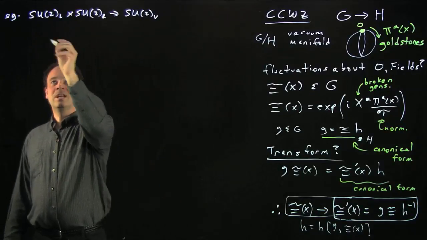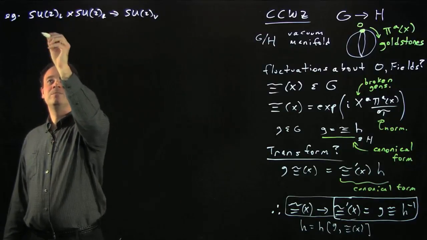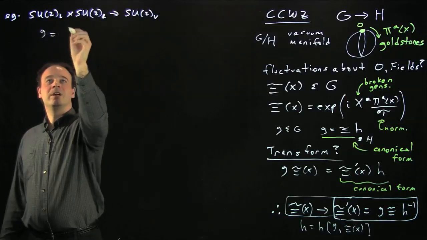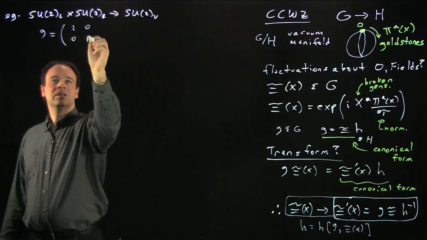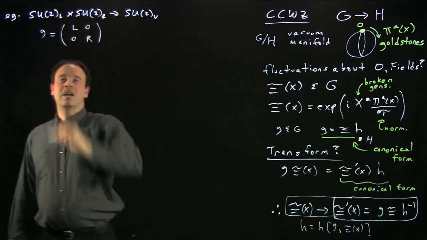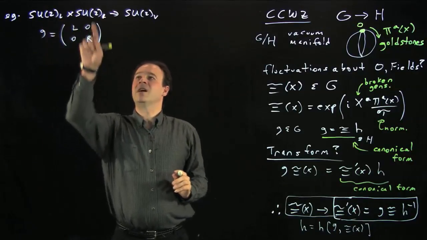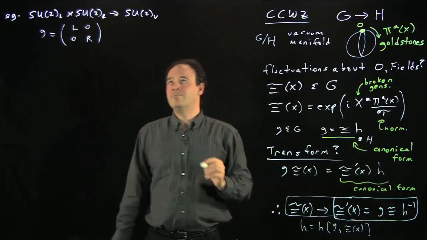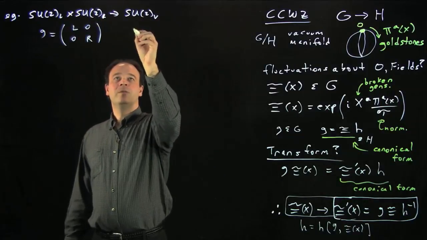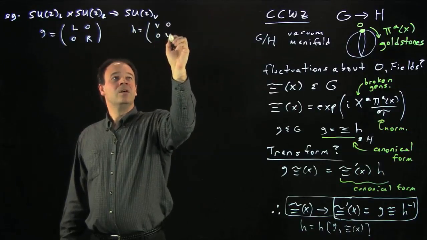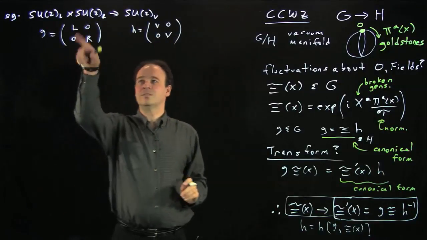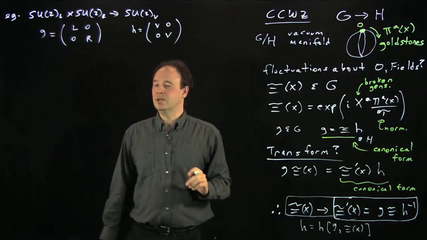OK, so let's set up some notation. In order to describe this product group, let me say that my group element G is just a little matrix that looks like this, where capital L is a generator of the SU2 left, capital R is a generator of the SU2 right. And then for this vector subgroup, I'll just say that I have an H, which looks like this. So the product structure is the fact that the off-diagonals are 0.